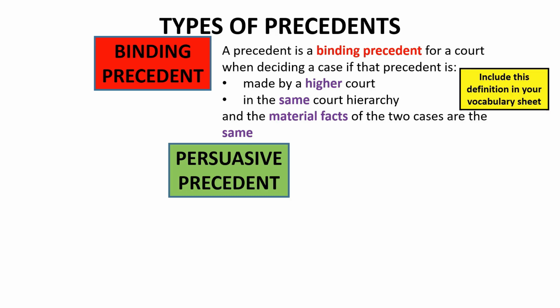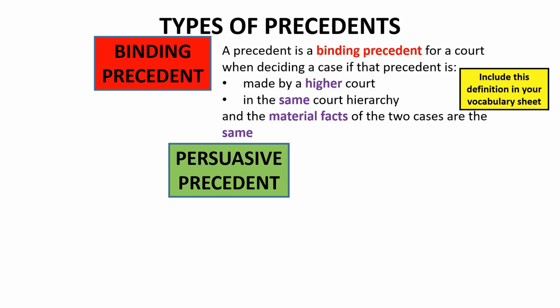As you can see, there are three conditions that have to be satisfied before a precedent is binding on a court. First, the precedent must be set by a court that is in the same court hierarchy. Second, the court that set the precedent must be a higher court in that court hierarchy. And third, the material facts of the two cases, that is, of the case that set the precedent and of the case that is now being decided by the court, those material facts must be the same.